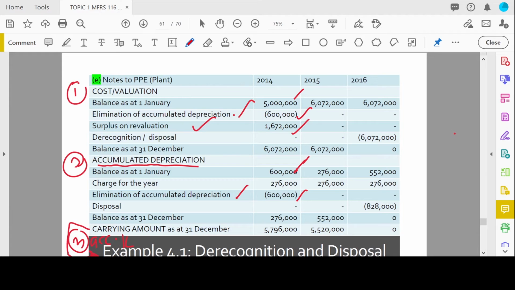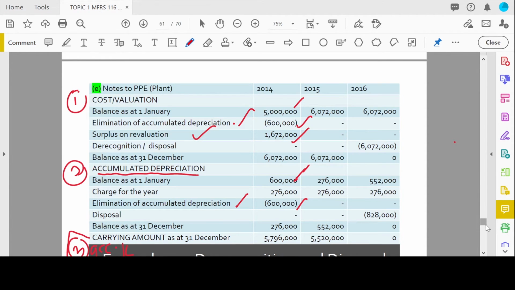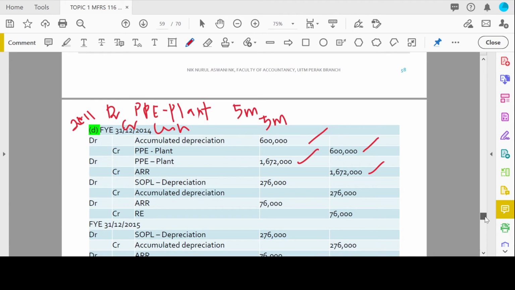I am referring to the journal entry that we discussed before. This one. 1, 2, 3. Yes. So next, you provide for depreciation. Debit depreciation, credit accumulated depreciation. So there's an account here that relates to accumulated depreciation, so I have to take that information into account. Debit ARR, credit retained earnings. That one is not to be included in notes to PPE because no PPE account is affected here. Credit accumulated depreciation by 276,000.